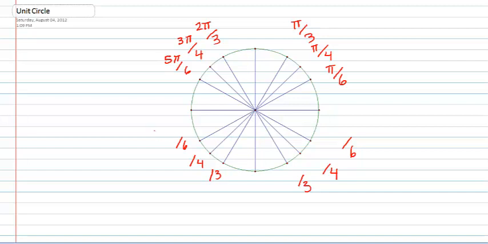In the bottom left, or the third quadrant, you will add by 1. So 7 pi, 5 pi, 4 pi.